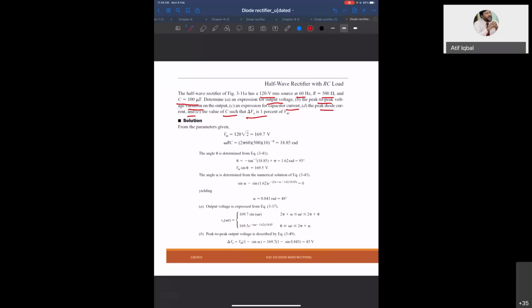So once again, it is all substitution. The peak value is this, omega RC is this. So you get theta as tan inverse of omega RC plus pi, and Vm sine theta is 169. So the angle is determined from this expression. The angle is 48 degrees. The output voltage expression, this is for when the diode is on, and this is when the diode is off, and the peak is Vm (1 minus sine alpha).